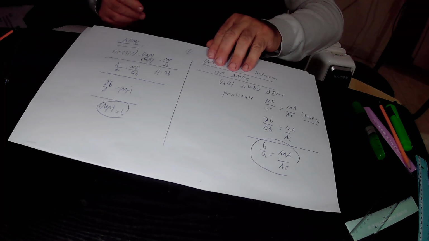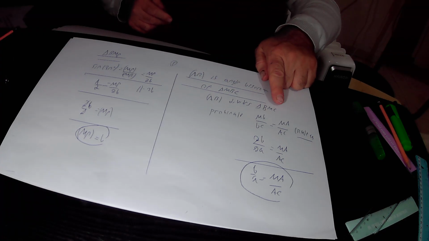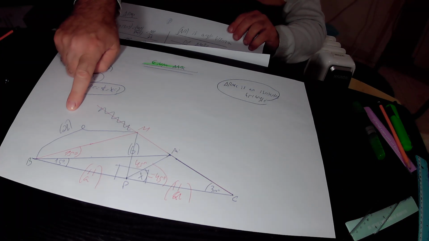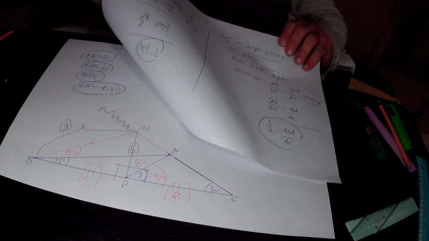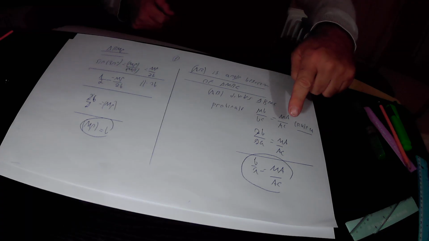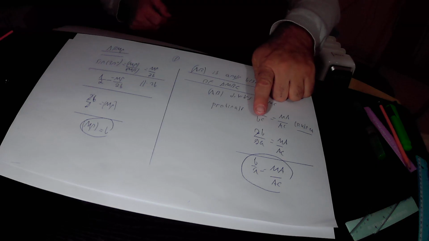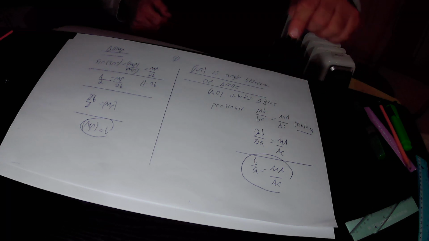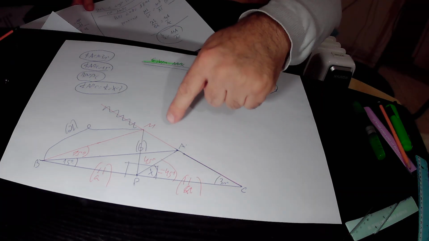Coming to rule 19, MB over BC equals AM over AC. MB is 2B, and BC is A plus A, which is 2A. So 2B over 2A equals MA over AC. The 2s cancel, and we finally find that B over A equals MA over AC.